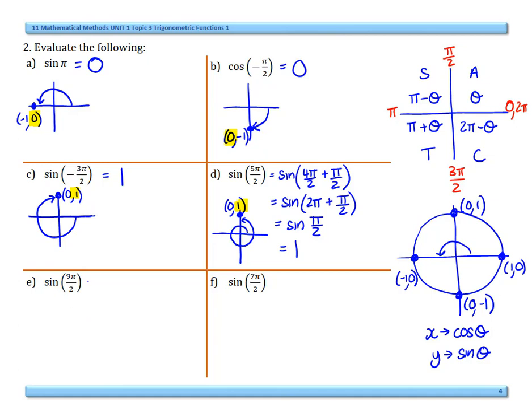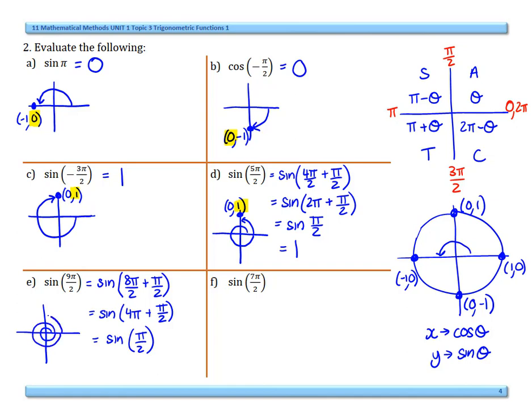Sine 9 pi on 2. We can rewrite it as sine of 8 pi on 2 plus pi on 2. That's sine of 4 pi plus pi on 2. 4 pi is 2 revolutions. So this is the same as sine of pi on 2 because we're going around once, twice, and then we're ending back at pi on 2. That's 0, 1. Sine is our y coordinate, so it is equal to 1.